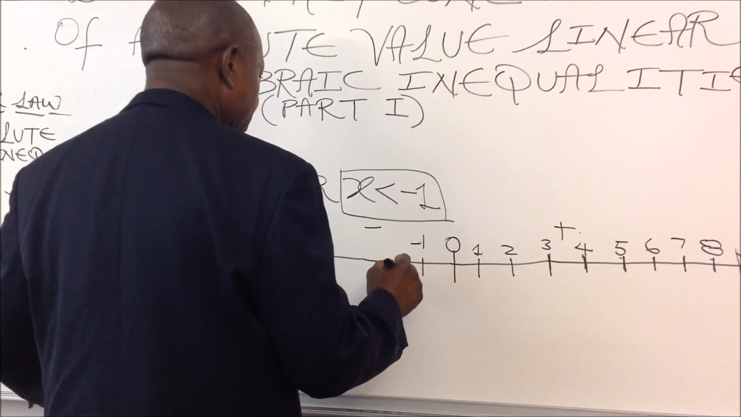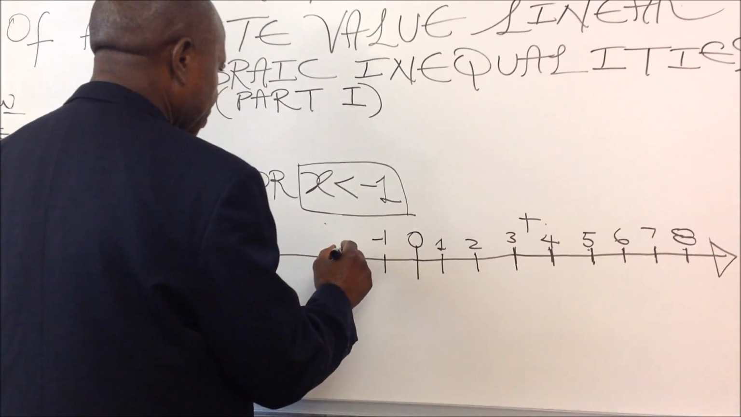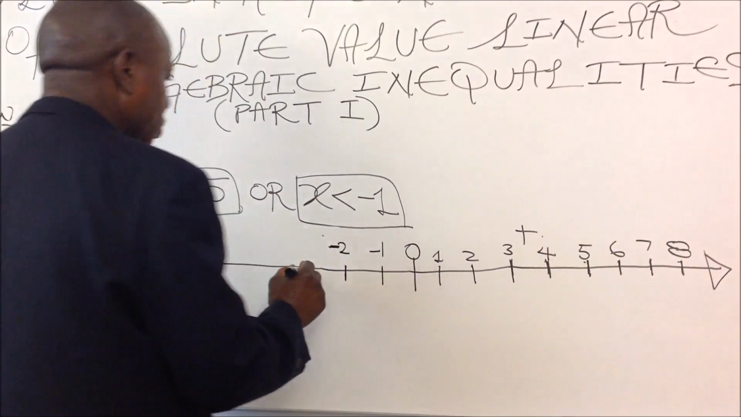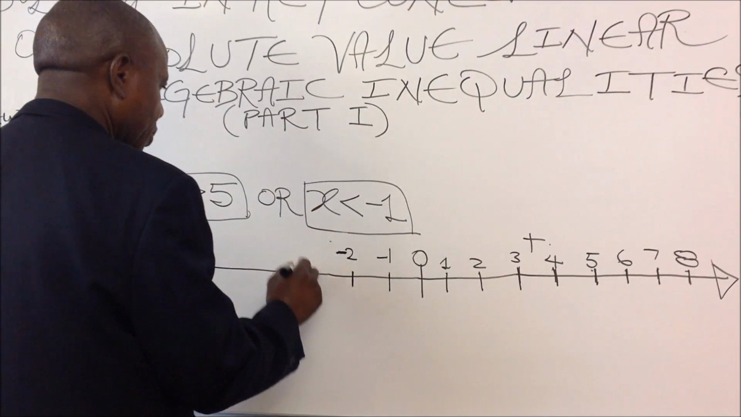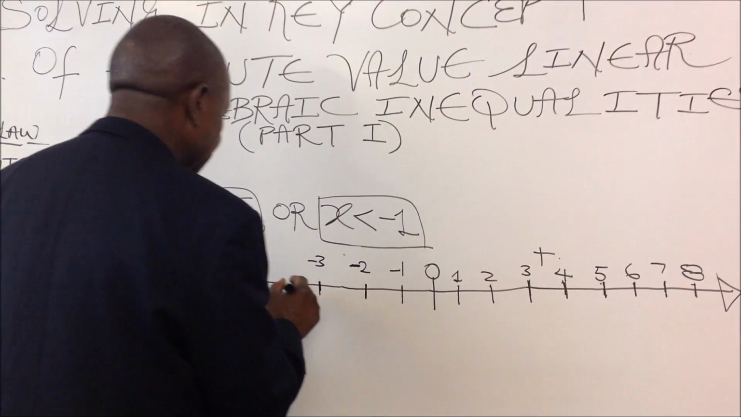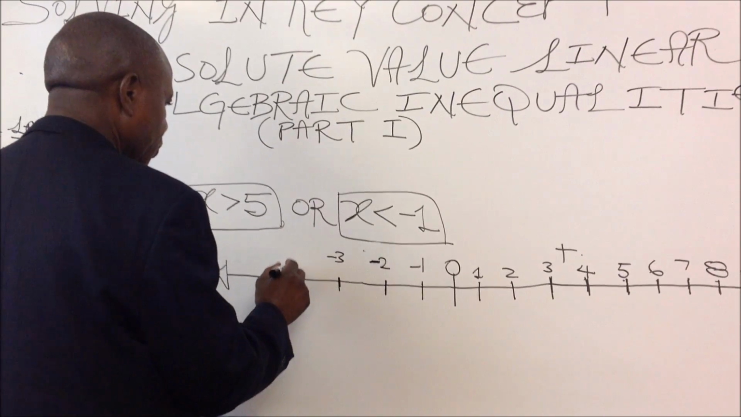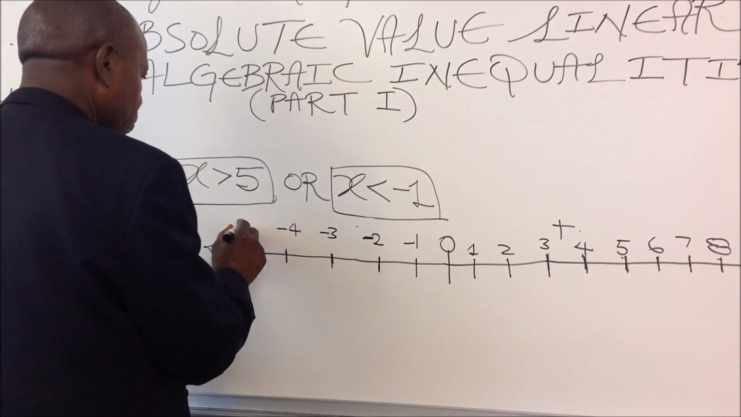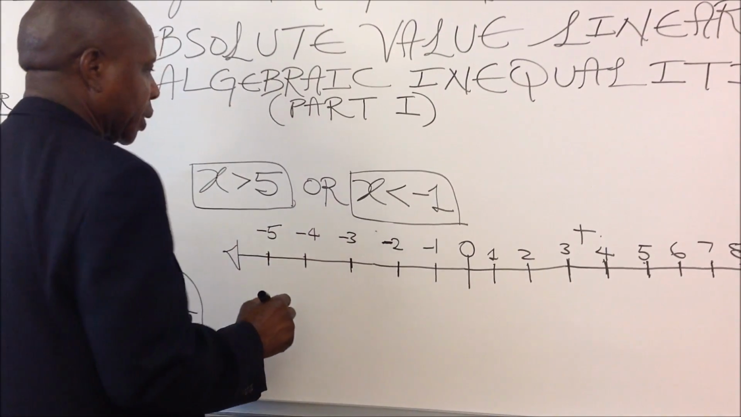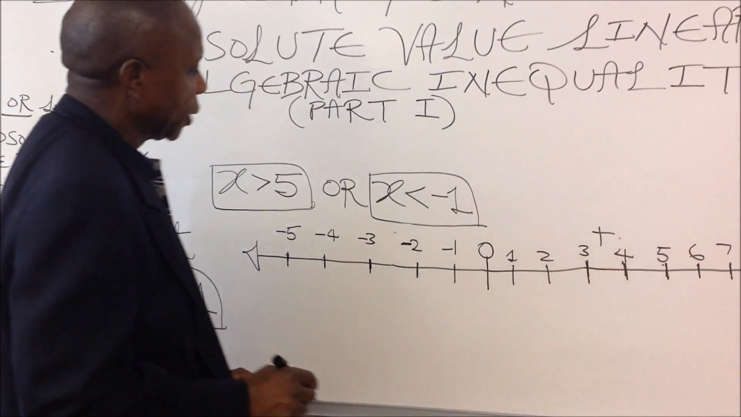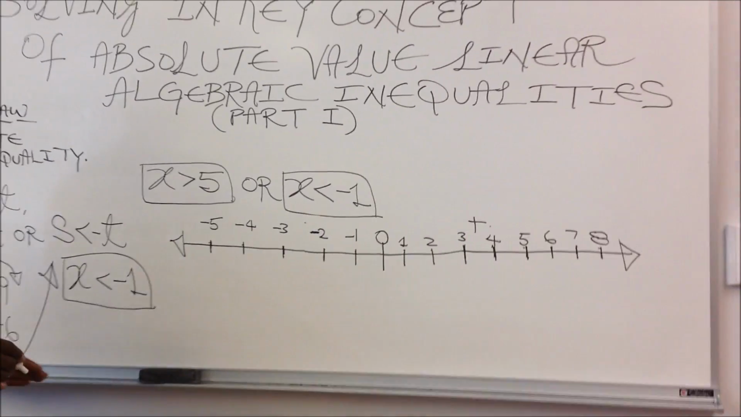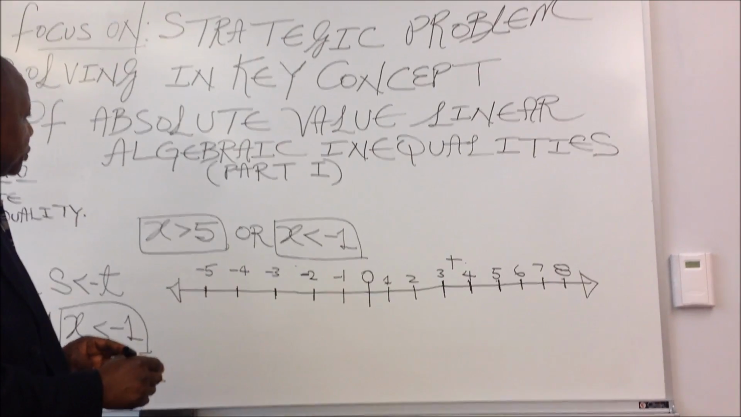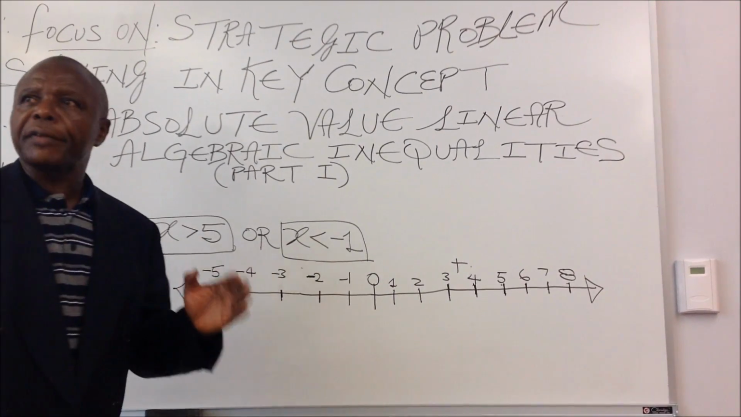On the left side of the number 0, of course, we are going to have negative 1, negative 2, negative 3, negative 4, and negative 5. So now let us go ahead and draw this graph to obtain the graphical solution.